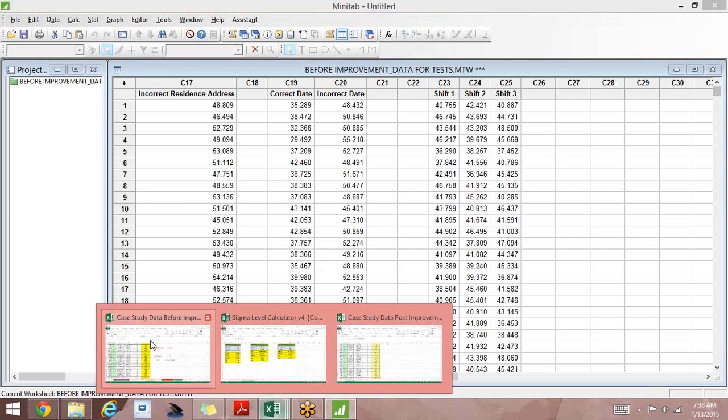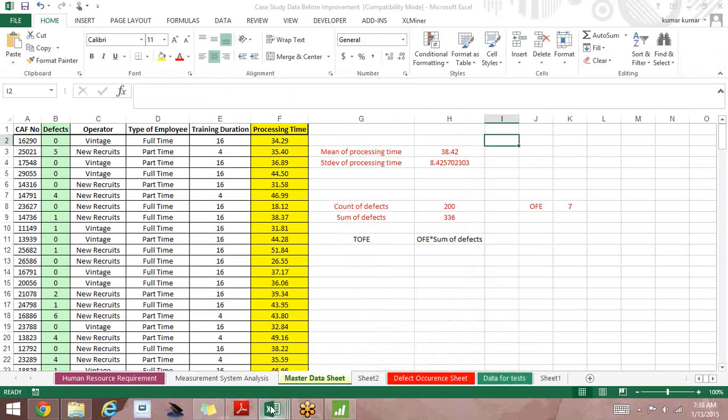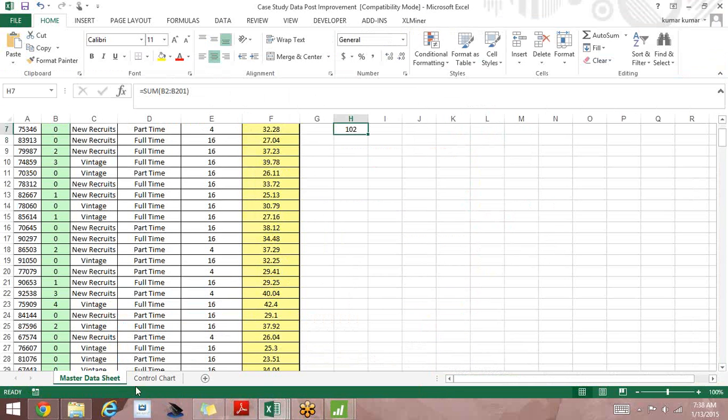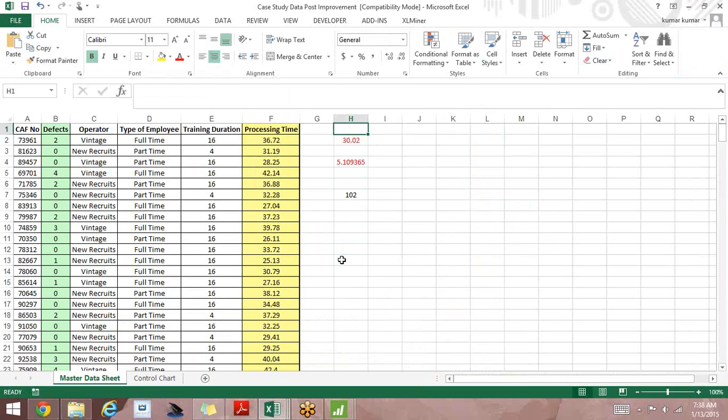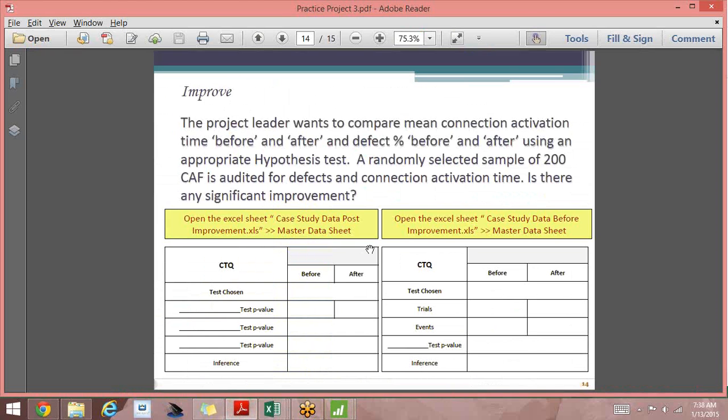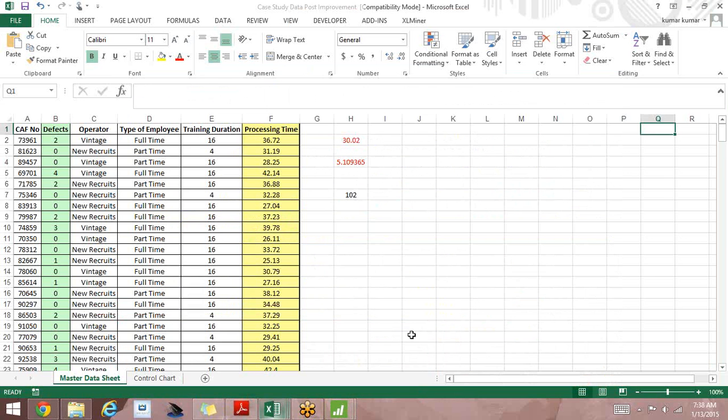So let us see here while that opens. Post improvement master data. Just bear with me. Correction, activation time and that. I need to take before versus after basically. So what I have to do is here.